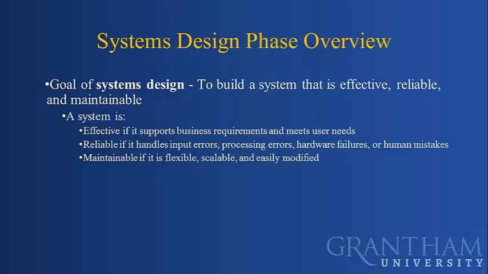Systems design phase overview. The goal of systems design is to build a system that is effective, reliable, and maintainable. A system is effective if it supports business requirements and meets user needs. Reliable if it handles input errors, processing errors, hardware failures, or human mistakes. Maintainable if it is flexible, scalable, and easily modified.